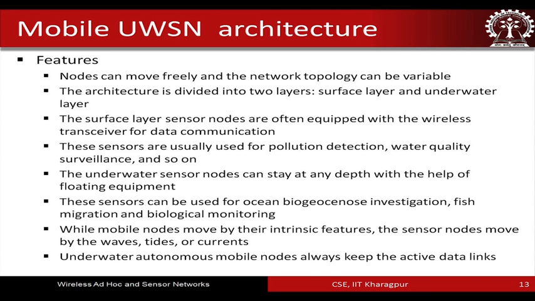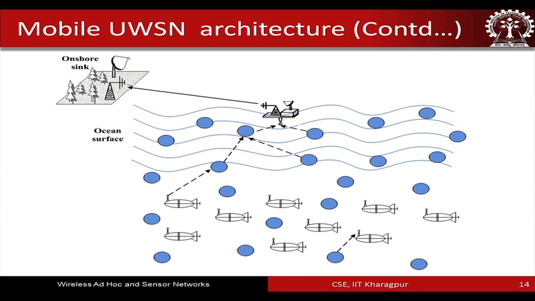The surface layer sensor nodes are often equipped with a wireless transceiver for data communication, and these sensors are usually used for pollution detection, water quality surveillance, and so on. The underwater sensor nodes can stay at any depth with the help of floating equipment. So, these are some of the very prominent features of mobile underwater sensor networks.